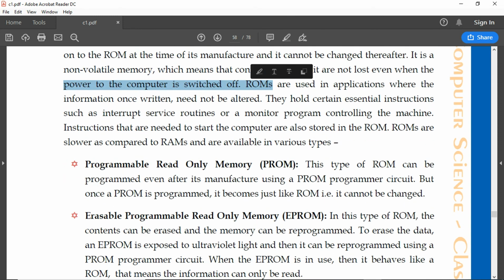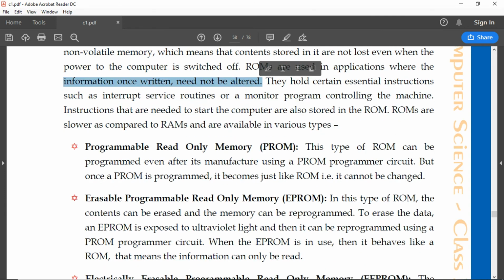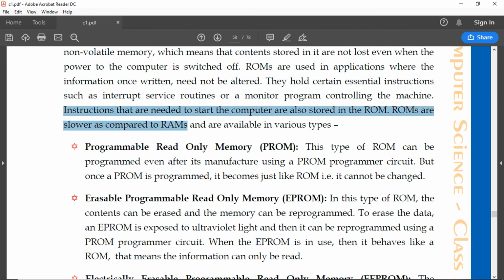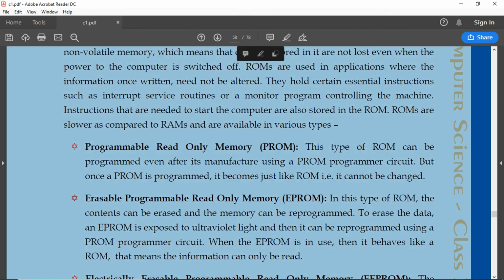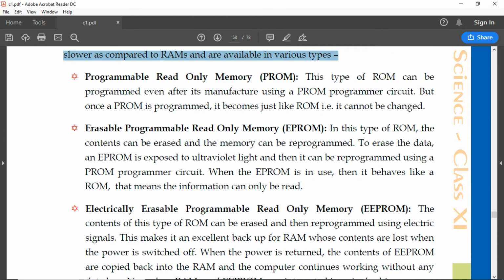ROMs are used in applications where the information once written need not be altered. They hold certain essential instructions, such as interrupt service routines or a monitor program controlling the machine. Instructions that are needed to start the computer are also stored in the ROM. ROMs are slower as compared to RAMs and are available in various types.